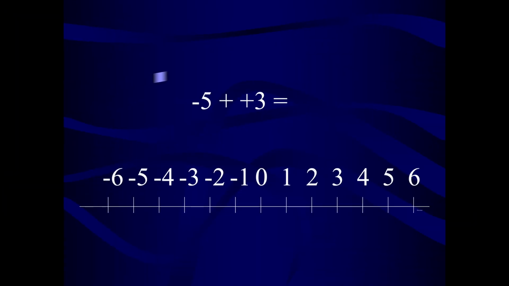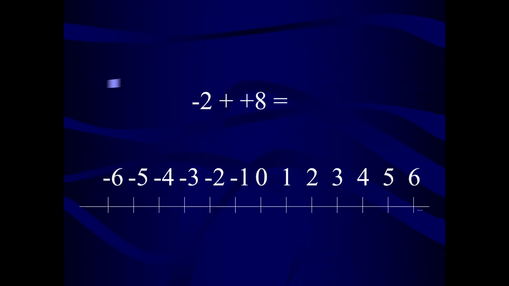Negative 5 plus 3 equals. By the way, most of the time the plus sign isn't shown. I'm just doing this as an example so you can visualize it even more clearly. But usually you would just see the 3. You would know that when there's no sign given, it's always a positive. But here we go. From the 0, we have to go 5 spaces to the left to negative 5, and then at negative 5, we have to go 3 spaces to the right, making it positive. And our answer, we land on negative 2. So negative 5 plus 3 equals negative 2.